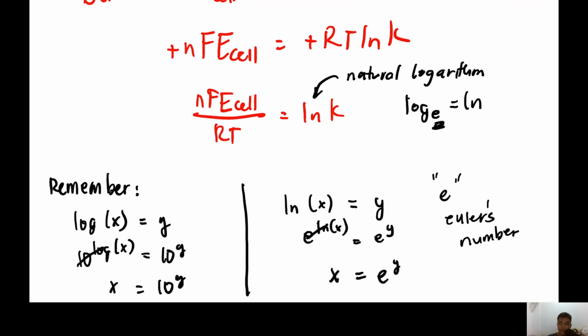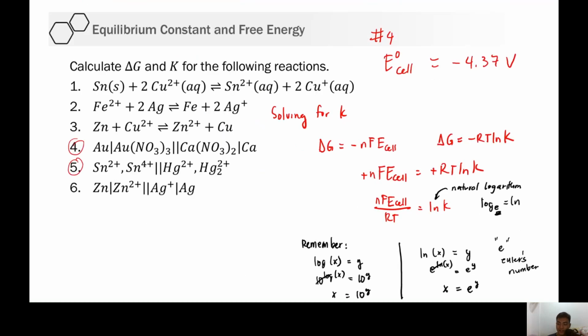E, or the Euler's number, that is named after a very famous mathematician, which is, you know who? Euler. Okay. So that was named in recognition of him.